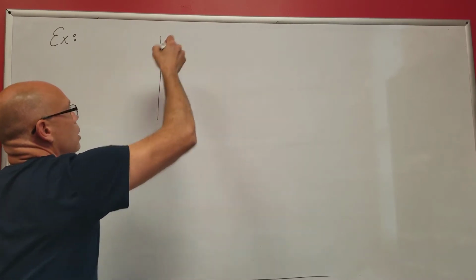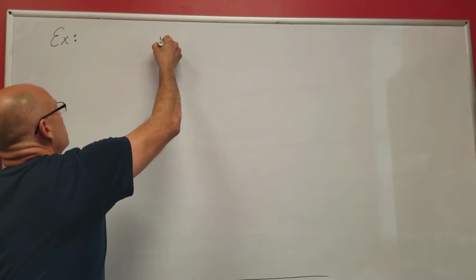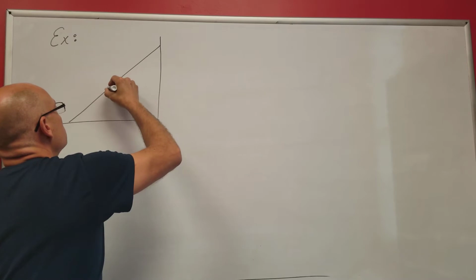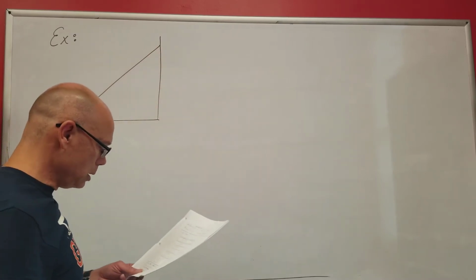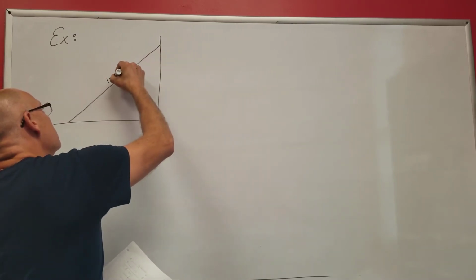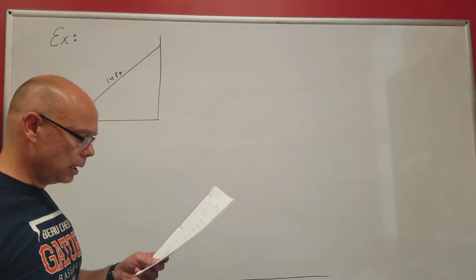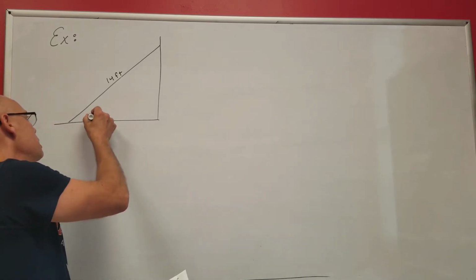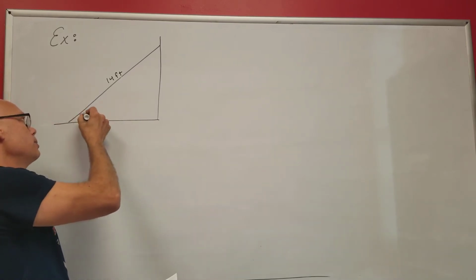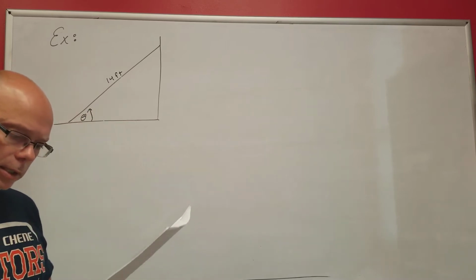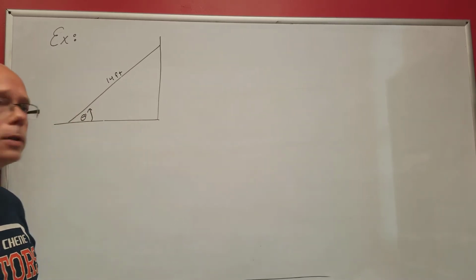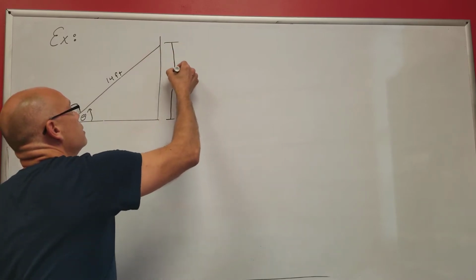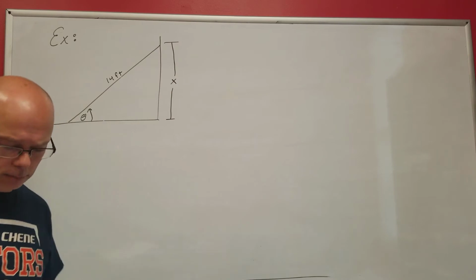Here's my brick wall or whatever, okay? And then they talk about a ladder leans up against the wall. So here's my ladder right there. And it talks about that's a 14-foot ladder, resting against a vertical wall. Let theta be the angle between the ladder and the ground. So this angle right here between my ladder and the ground is going to be theta. Then it says let x be the distance the ladder goes up the wall. So from right here to right here will be x.